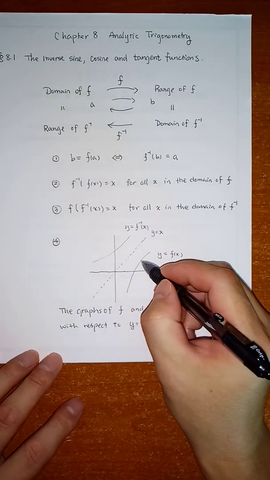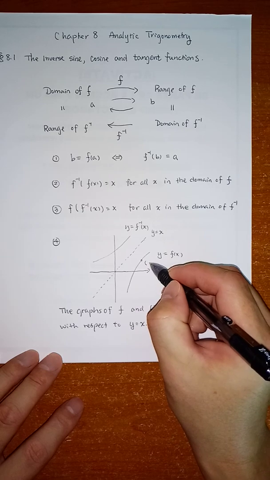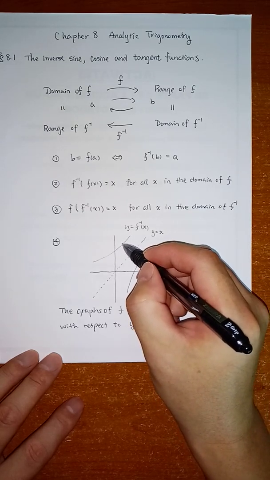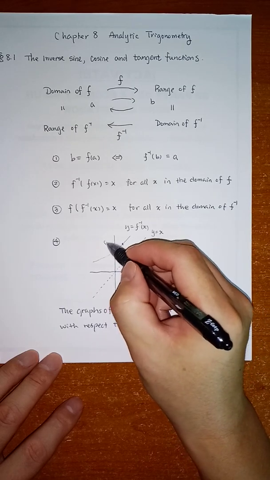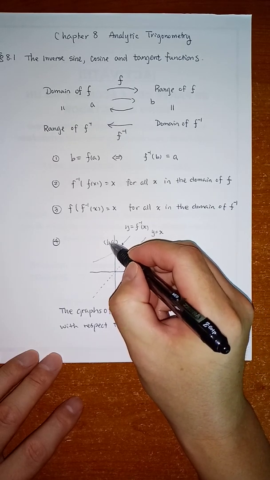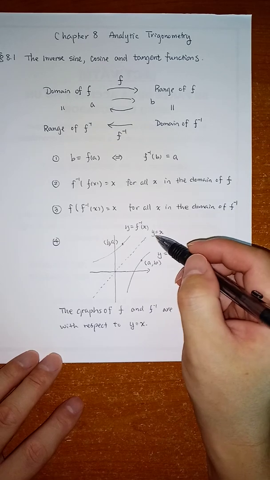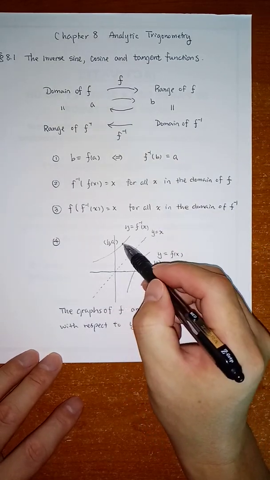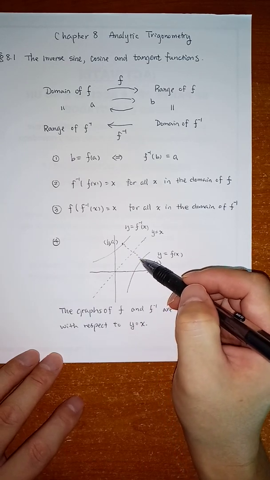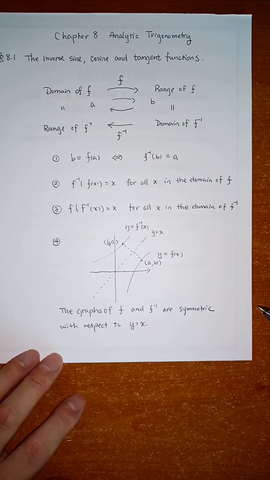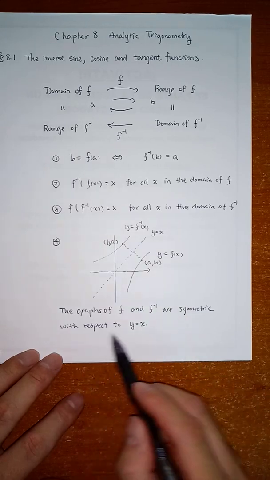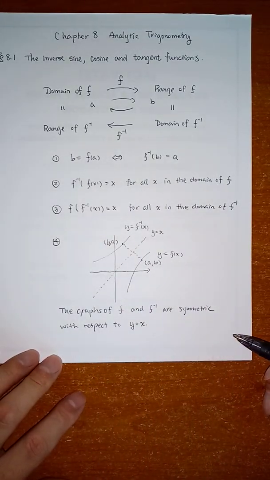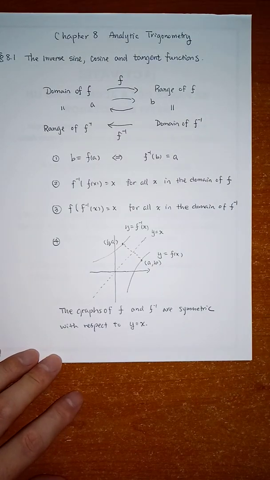Symmetric means here, if you have a point here, it's called (a, b), and the corresponding point has coordinates (b, a) on the graph of y equal to f inverse of x. And if you connect them, the line y equal to x is a perpendicular bisector. Okay, that's the geometric meaning of symmetric with respect to the line y equal to x.